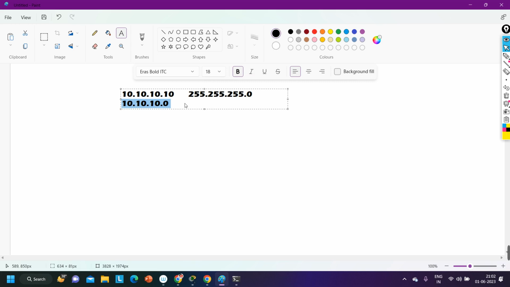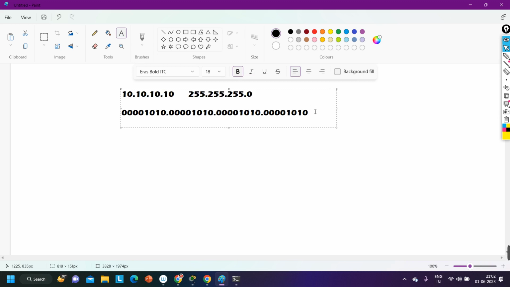The actual way, if you are learning it for the first time, is to convert both things into binary. If you convert your IP address into binary, the binary of 10 is 00001010. Then dot, again the binary of 10, 00001010. Again the binary of 10, again the binary of 10. There are 4 fields and in all fields the value is 10, so 00001010.